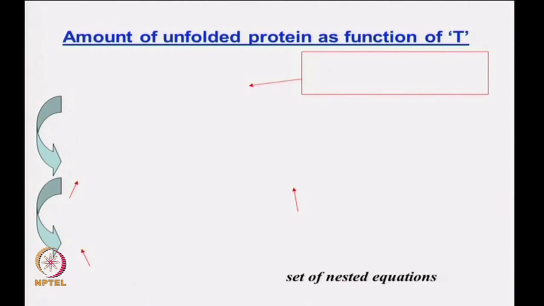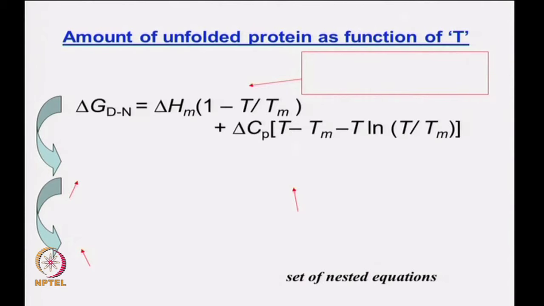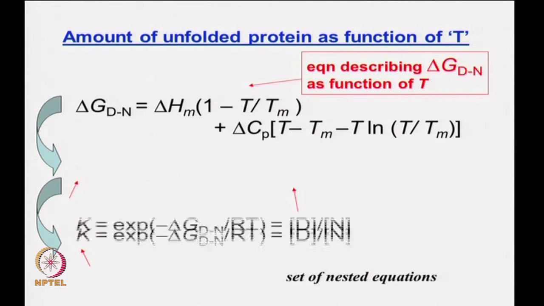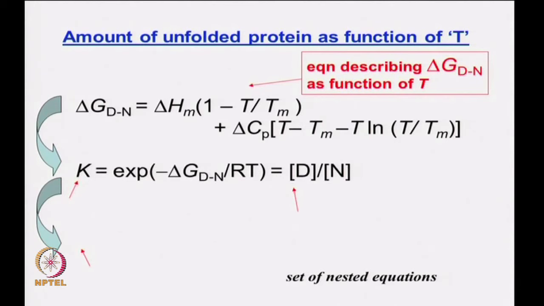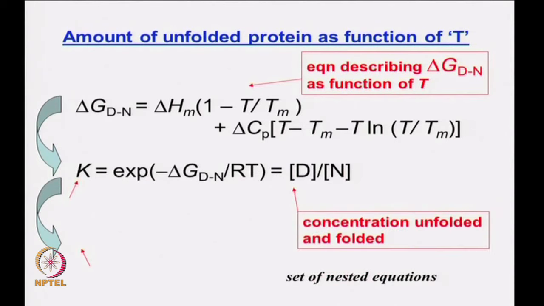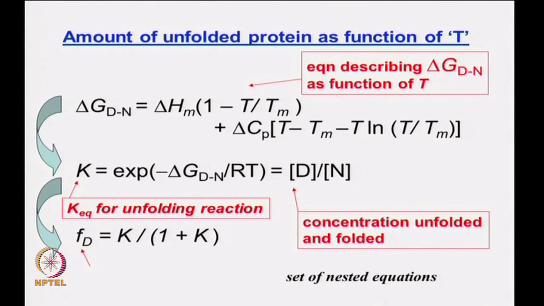Now, how do you actually fit your curve? Remember that we had these black circles or black dots, and there was a red line passing through the curve. So, that red line was the fit to the curve. It is called a non-linear least squares fitting routine. So, this is what you do. This is an equation describing delta G unfolding, that means you are going from the native to the denatured state as a function of T. You have k, which is given by this relation. You have Fd, which is given by this, I have derived that.